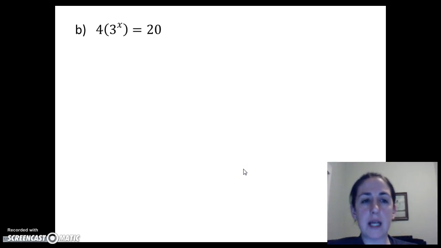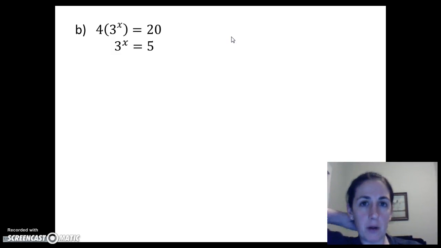Now here, 4 times 3 to the x equals 20. Remember your order of operations. Exponents come before multiplication, so you cannot distribute that 4 to the 3 to make it 12 to the x. So instead, we're going to divide both sides by 4 to get rid of that 4. Then we'd have 3 to the x equals 5.